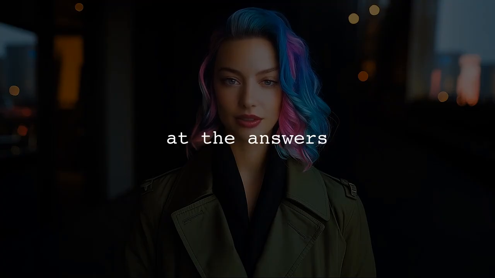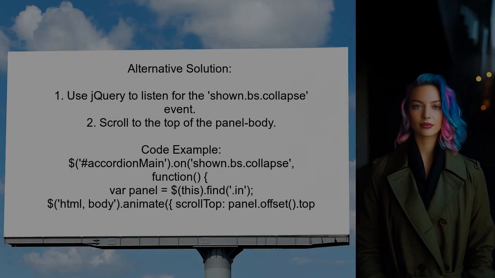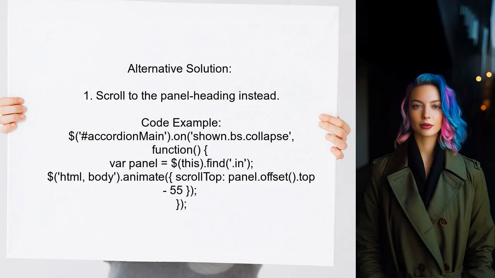Now, let's look at the answers provided by other users. An alternative solution provided by another user suggests using jQuery to scroll to the top of the panel when it is opened. They recommend using the shown.bs.collapse event to trigger the scroll action. Additionally, if you want to scroll to the panel heading instead, you can adjust the scroll position by subtracting a value from the top offset.